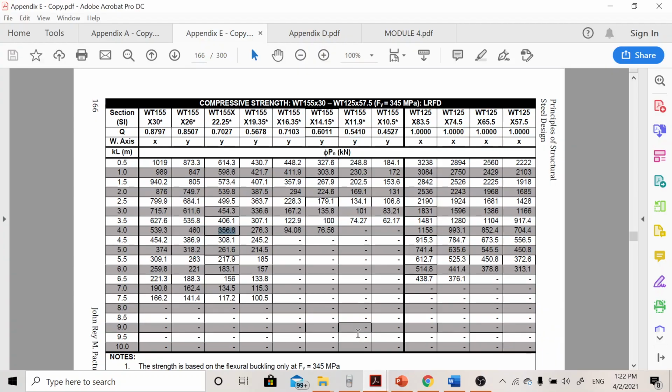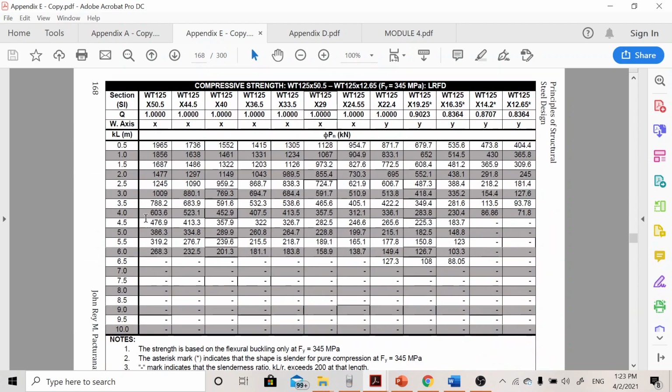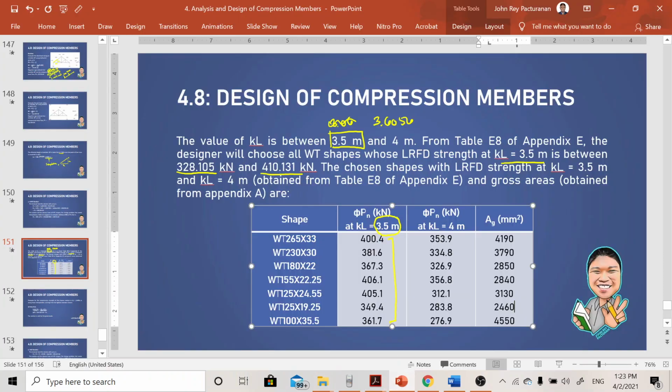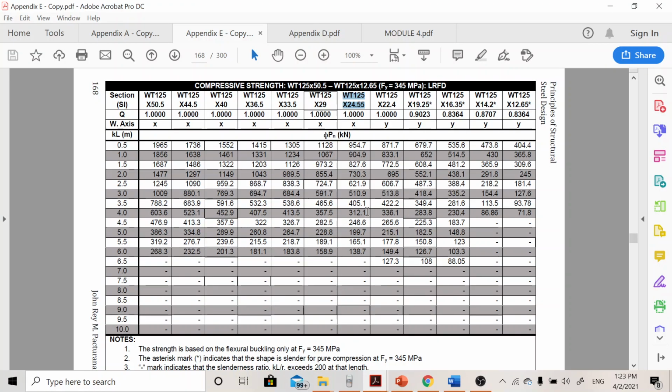Dire-diretso lang tayo ng tingin. So, pag blanco, hindi na yan. ASD ulit. Ubusin natin. 405.1, pwede to. Ito, 405.1, kasama siya, class. So, that is WT 125 by 24.55. So, ito siya, WT 125 by 24.55. Nilista ko na rin yung 312.1 kasi yun yung nasa baba niya, di ba?